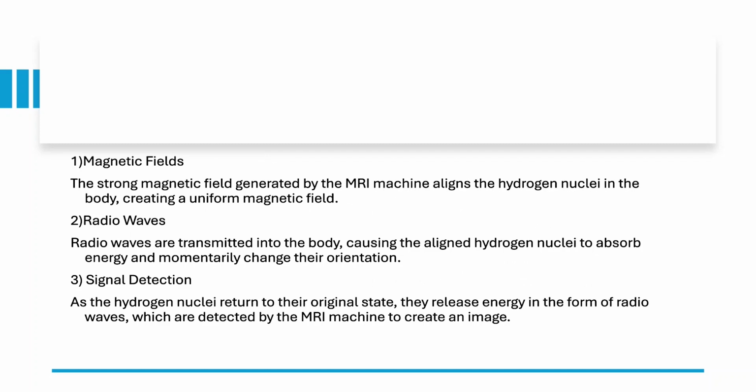The strong magnetic field generated by MRI machine aligns the hydrogen nuclei in the body, creating a uniform magnetic field. Radio waves are transmitted into the body, causing the aligned hydrogen nuclei to absorb energy and momentarily change their orientation. As the hydrogen nuclei return to their original state, they release the energy in the form of radio waves which are detected by the MRI machine to create an image.